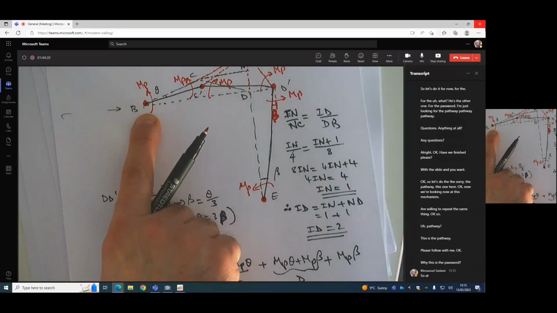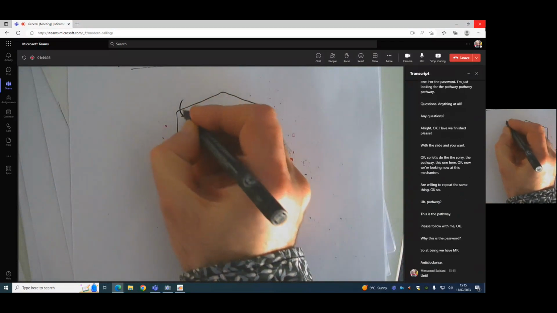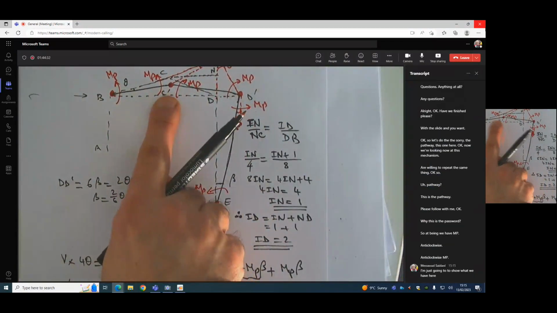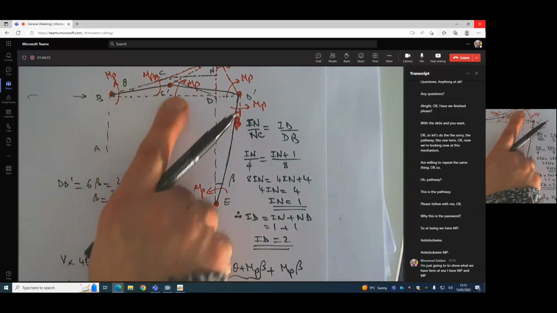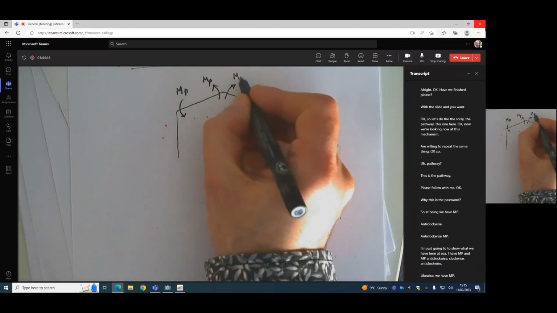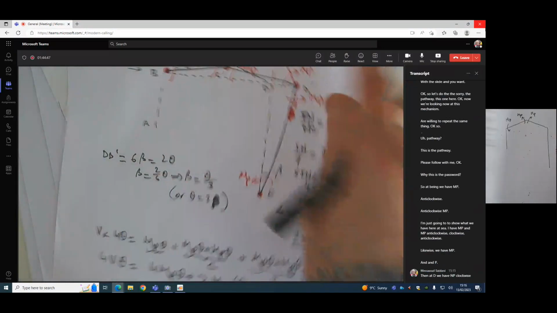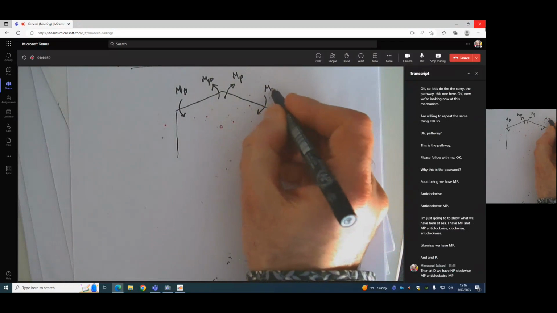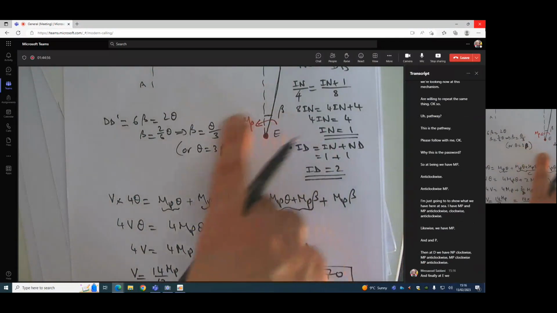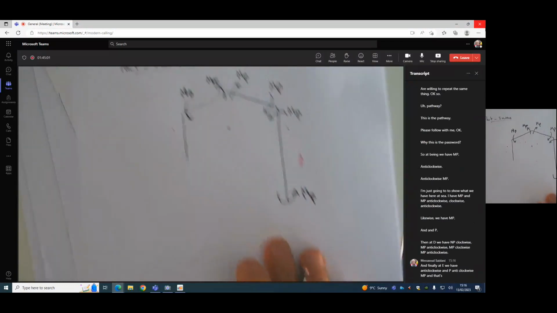So at B, we have MP anti-clockwise. I'm just going to show what we have here. At C, I have MP and MP. Anti-clockwise, clockwise. Then at D, we have MP clockwise, MP anti-clockwise, MP clockwise, MP anti-clockwise. And finally, at E, we have anti-clockwise MP, anti-clockwise MP. And that's everything from the mechanism itself.